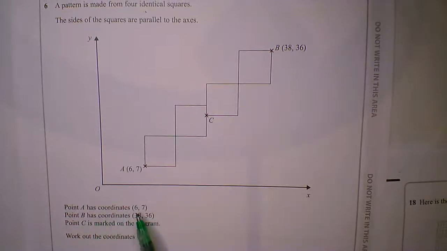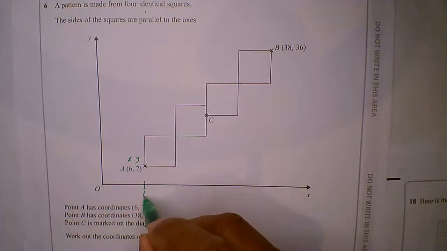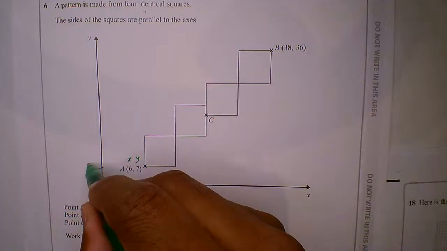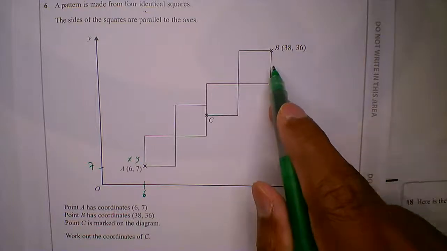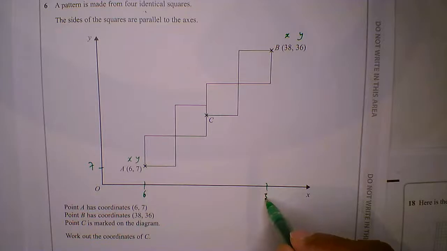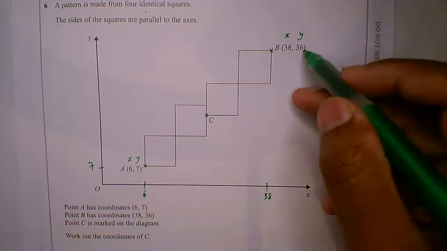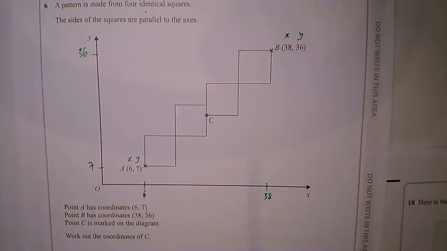Point A has coordinate 6, 7, so I've got 6, 7 here. X-axis, y-axis, so I'm going to label this 6, and y-axis, I'm going to label that 7. Point B has coordinates 38, 36, so 38, 36 is here, so x-axis again. So x-axis, this is 38, and y-axis, this is 36. Okay, so we've got that.